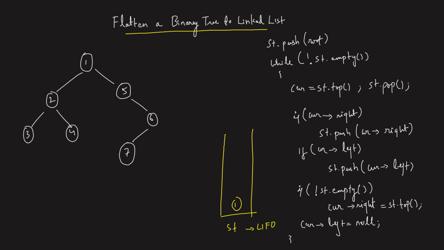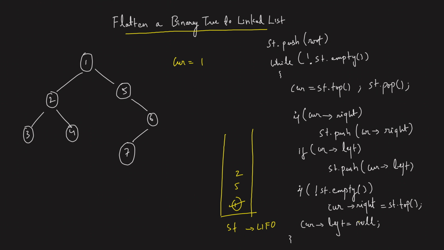So initially you take a stack and it will have 1 in it. First time cur will say st.top and pop. So cur will be 1. Next, does cur have a right? Yes, that's 5. Does cur have a left? Yes, that's 2. Insert that. Right after that, cur is 1, right?